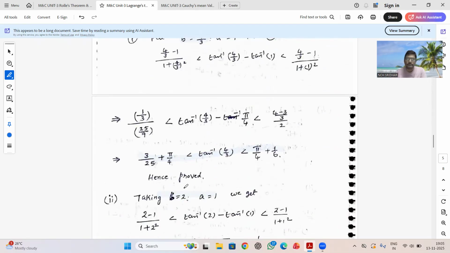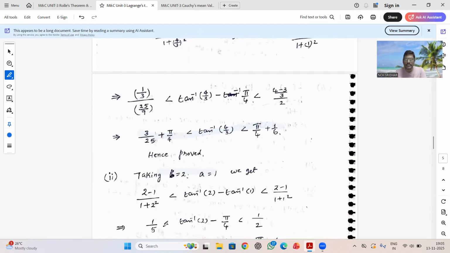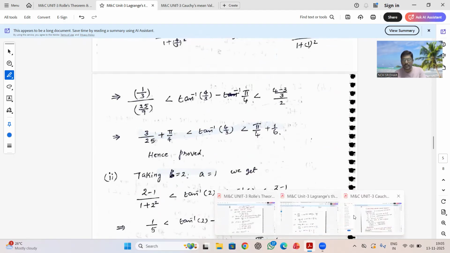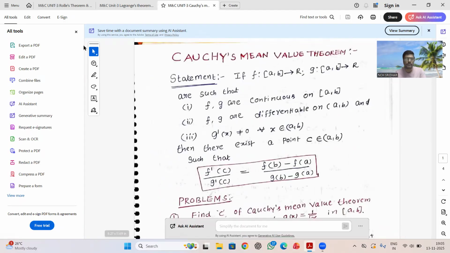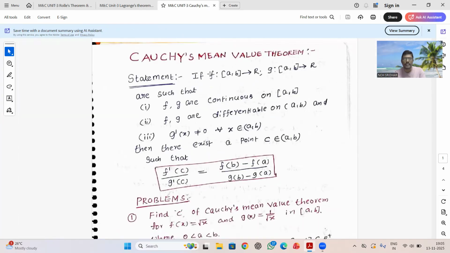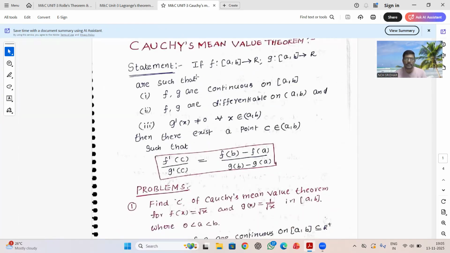Right. Now there is another mean value theorem that is called Cauchy's mean value theorem. Okay, we move to the next mean value theorem, Cauchy's mean value theorem. What is Cauchy's mean value statement? So this is the statement.